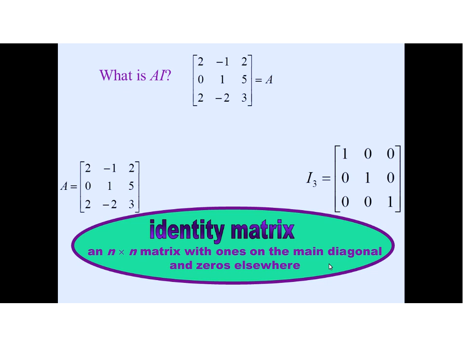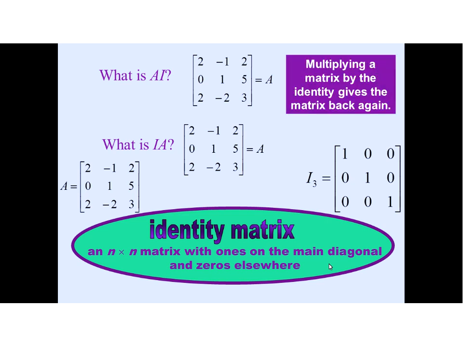So let us see. If we have a matrix with 2 and minus 2, and this is a matrix, what is IA? IA is also the same. Whether I multiply over here or here, we get the same. So multiplying a matrix by the identity gives the matrix back again. We get the same result if we multiply the matrix with the identity.